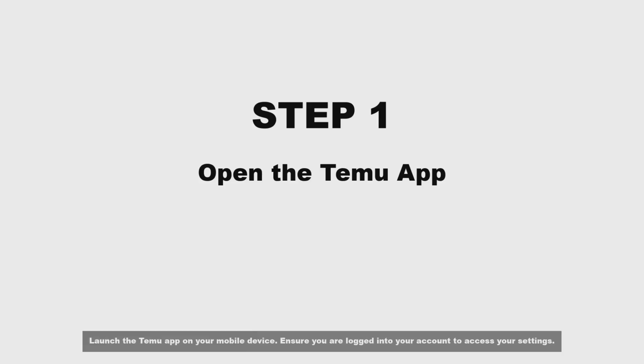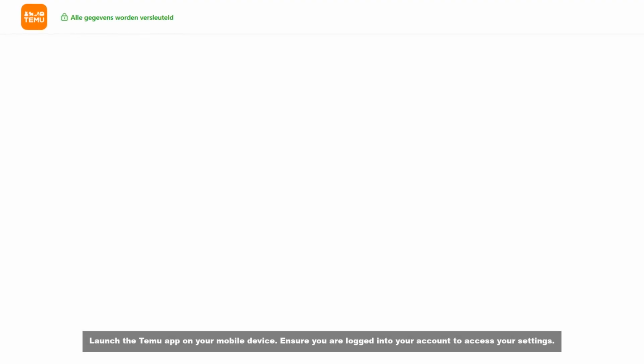If you need to change your phone number on Temu, follow these simple steps to update your account information. Step 1. Open the Temu app. Launch the Temu app on your mobile device. Ensure you are logged into your account to access your settings.